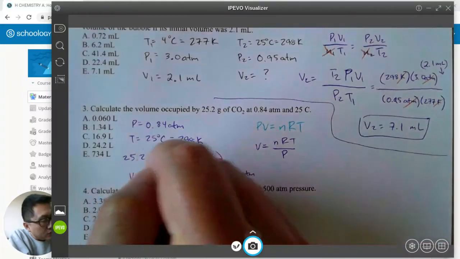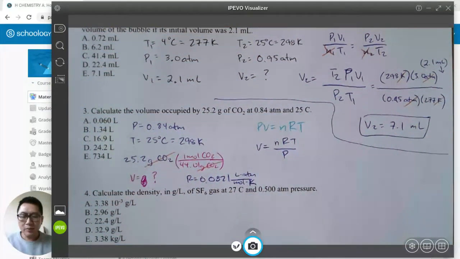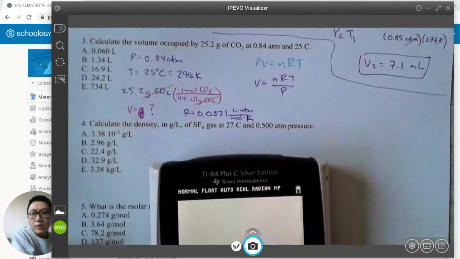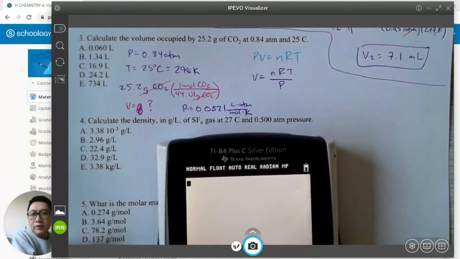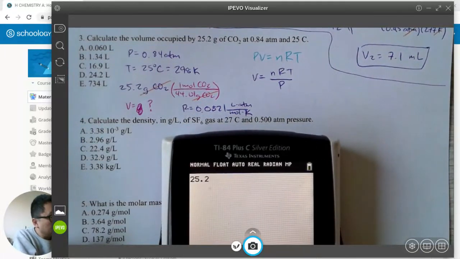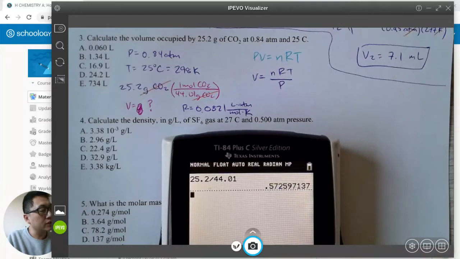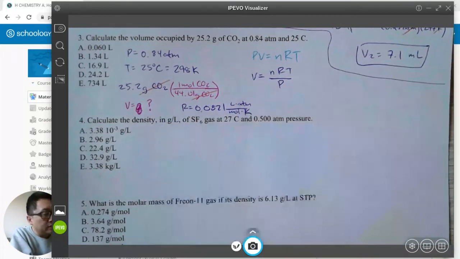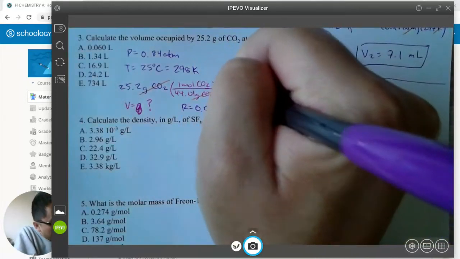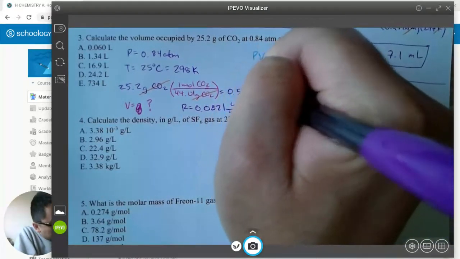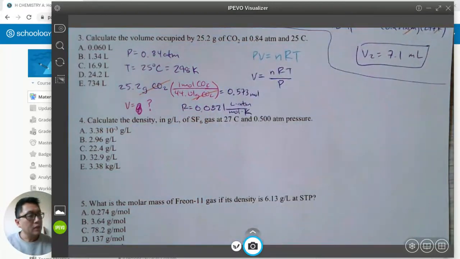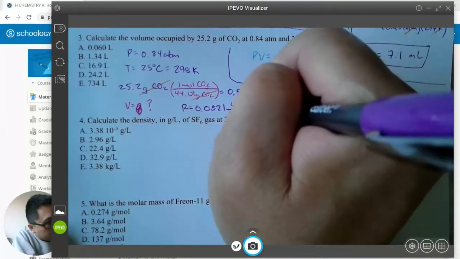Then my grams of carbon dioxide will cancel, and I need a calculator for that. 25.2 divided by 44.01 is 0.573. I'm just doing 3 sig figs, because it's supposed to be 3 sig figs. 0.573 moles of the gas. So, I don't want to get that mixed up.